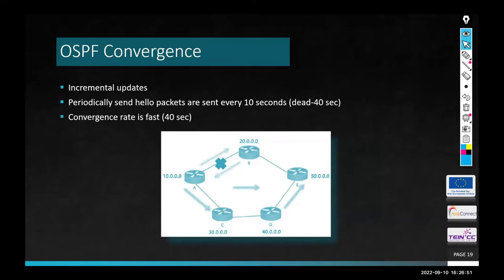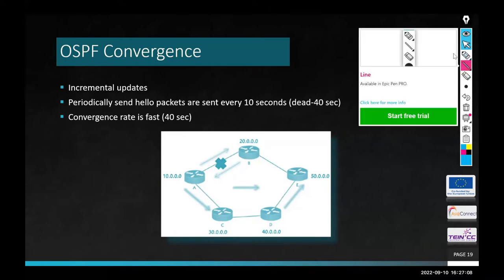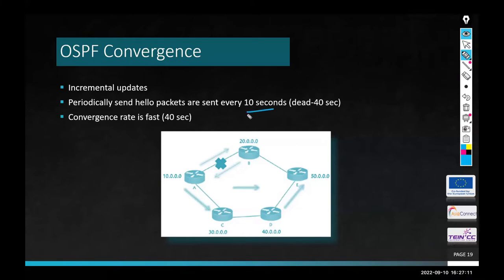So, OSPF convergence. What is OSPF convergence? When all the routers exchange their information, they need some time to complete everything, right? That is called the convergence time. Every 10 seconds OSPF sends the hello packet, and four times the hello time is the dead time. That means if the hello time is 5, then your dead time will be 20 seconds. The convergence state is 40 seconds. It's faster than the other routing protocols.